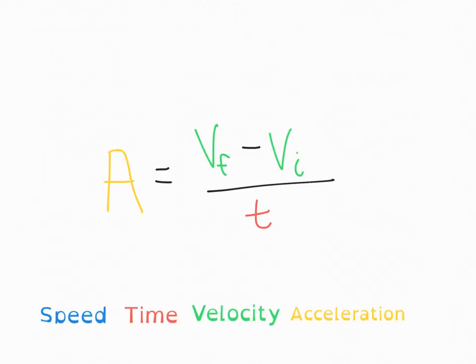All right, that is it for our lesson on acceleration. Remembering that acceleration is that change in velocity, or velocity final minus velocity initial, divided by time, and then don't forget your label, meters per second squared. We'll go ahead and give this a try a little bit later, and let me know if you have any questions.